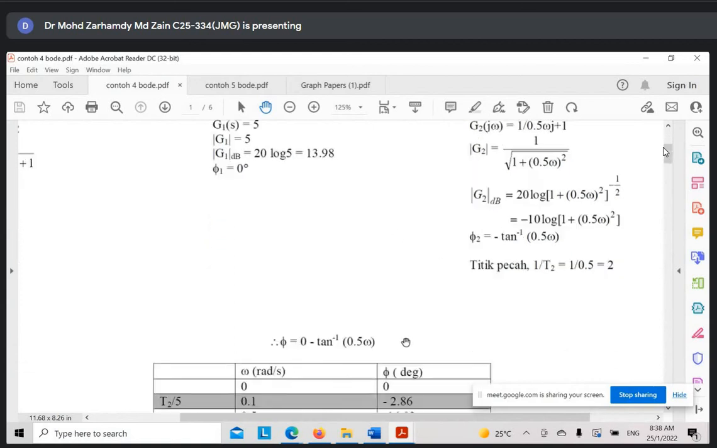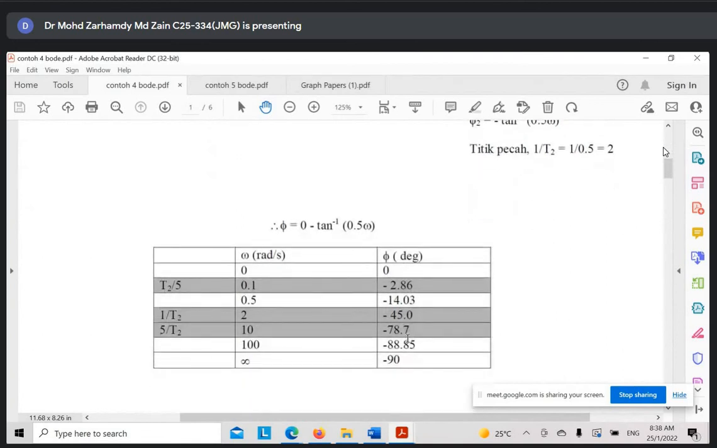Okay, so in terms of the combination of the phase, we need to do a summation of all the subsystems related to one system. So we need to consider the angle of the phase. So from here, okay, we have omega and we have the phase. For the phase, we don't have any problem because we only have two subsystems, G1 and G2. G1 is 0 because it is a gain. But for G2 we have 1 over 1 plus TS.